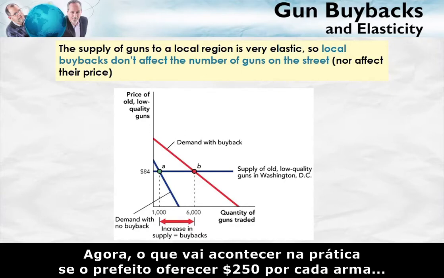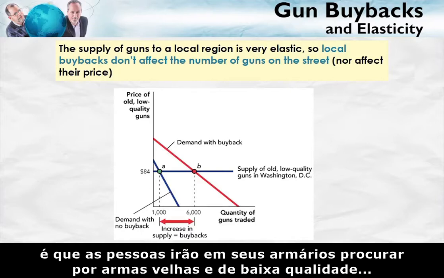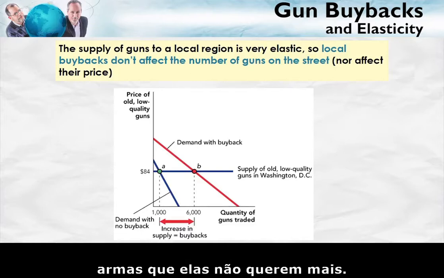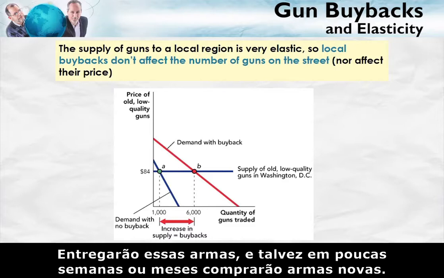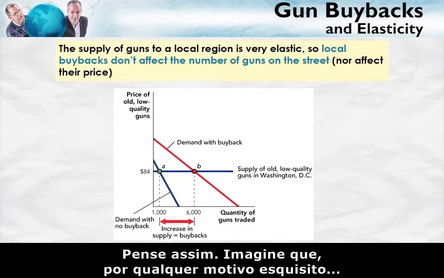Now, in particular, what's going to happen is that if the mayor offers $250 for a gun, people are going to go into their closet, find an old, low-quality gun, a gun they don't really want, and turn that in. And maybe a few weeks or a few months later, they're going to buy a new gun.